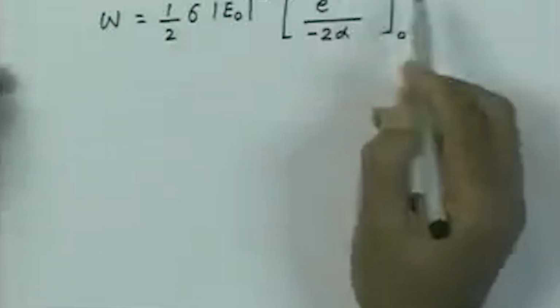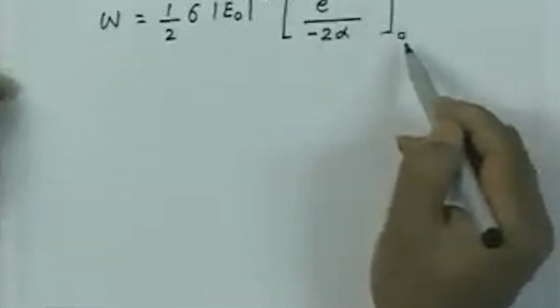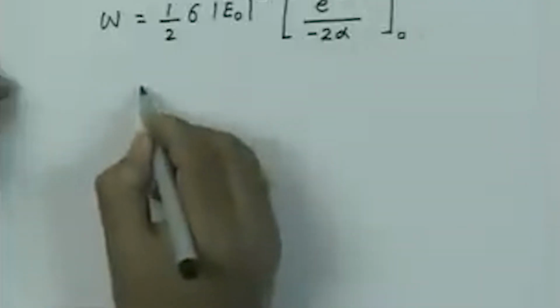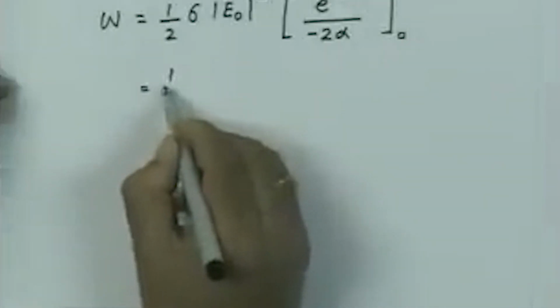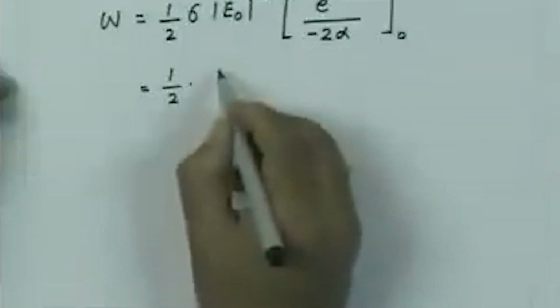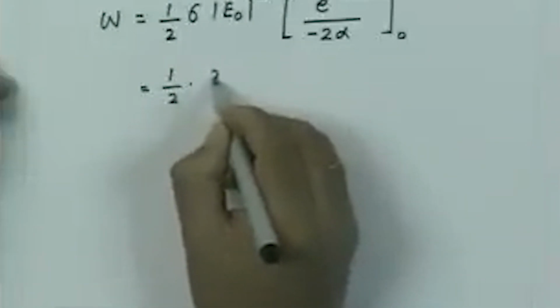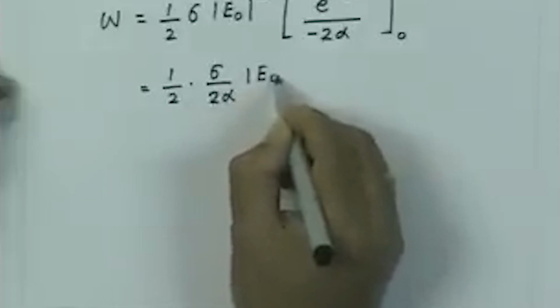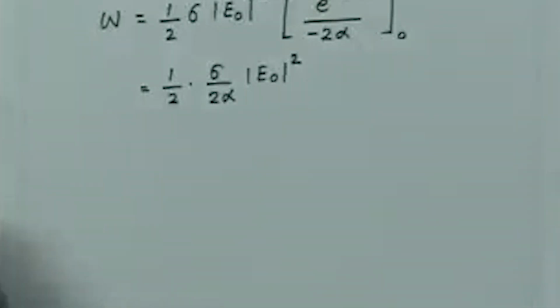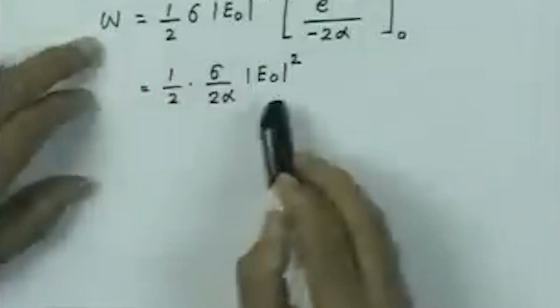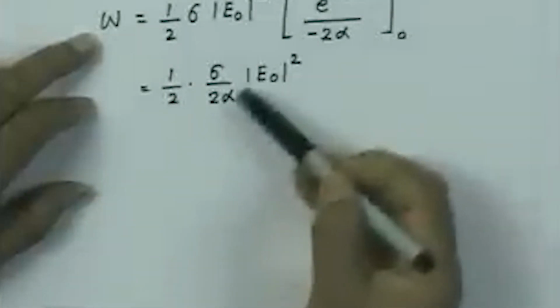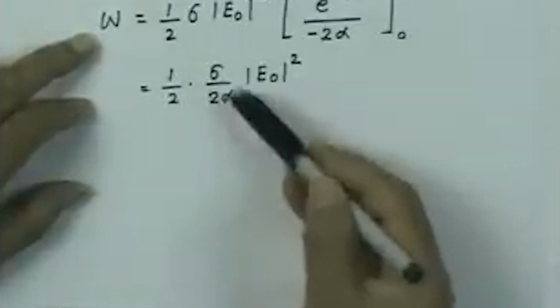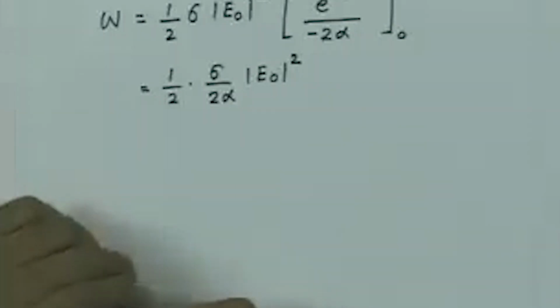Since alpha is a positive quantity, when z is infinity this quantity is 0, when z is 0 this quantity is 1. So this essentially gives you half sigma upon 2 alpha into mod E naught square. So we got now the power loss for unit area of the conducting surface, and now it is a matter of only doing some algebraic manipulation to simplify this term, which is sigma upon alpha.